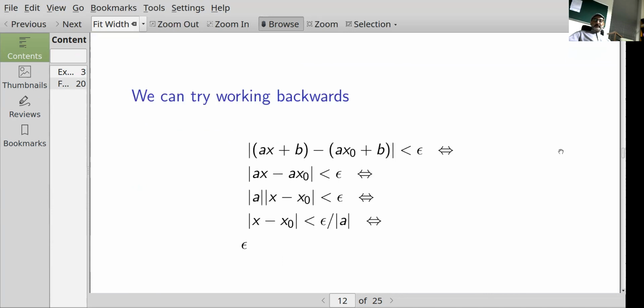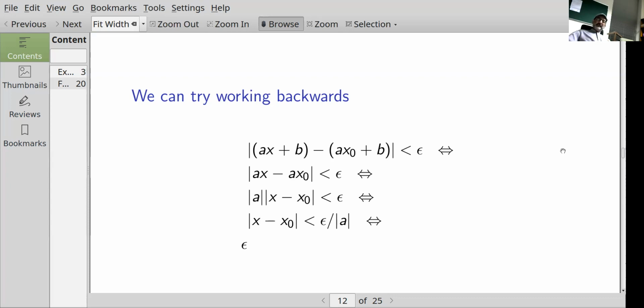Okay, so let's try working backwards. We want the absolute value of (ax plus b) minus (ax naught plus b) to be less than epsilon. Okay, so the b's will cancel, so that means we want absolute value of ax minus ax naught to be less than epsilon. Let's take out the absolute value of a. That means we want absolute value of x minus x naught to be less than epsilon over the absolute value of a.